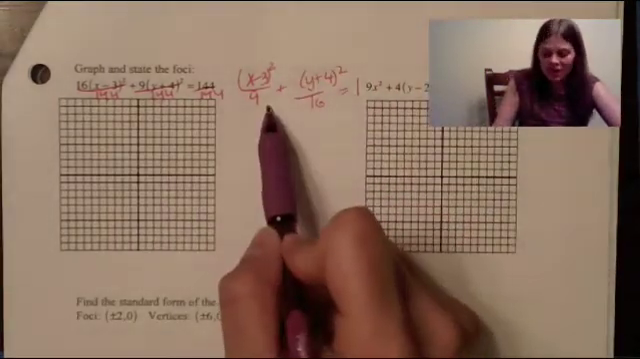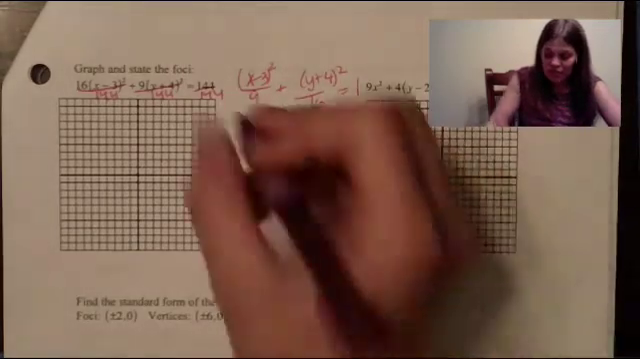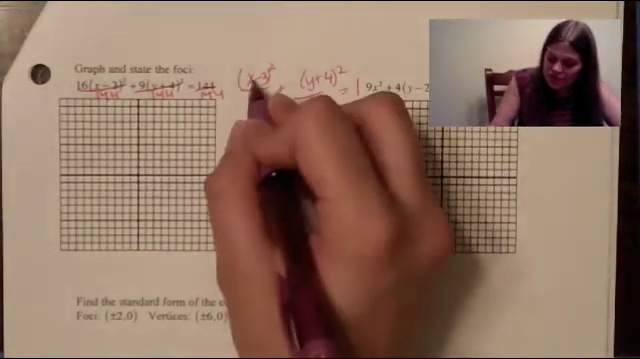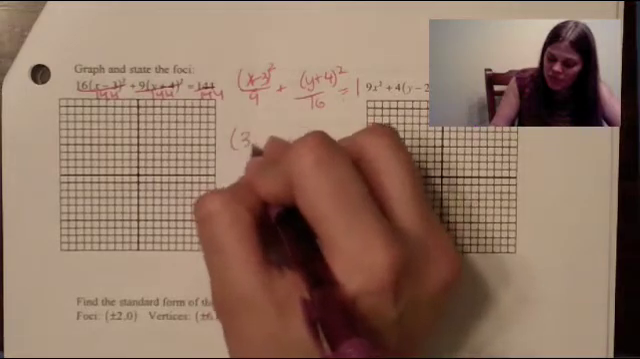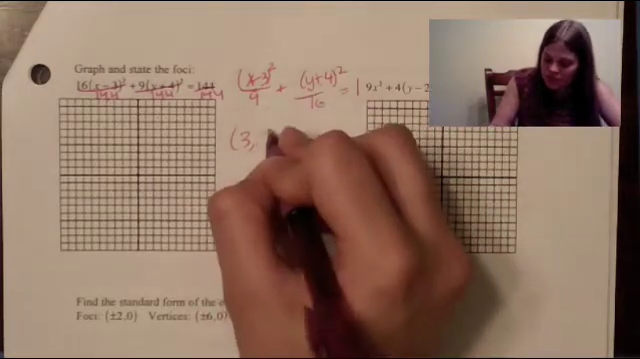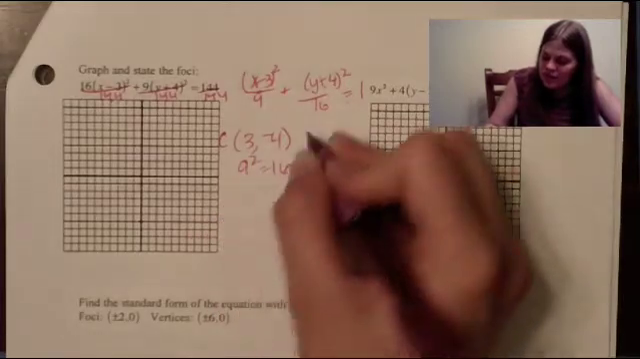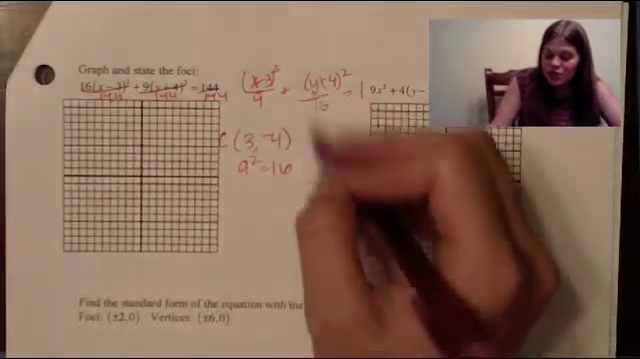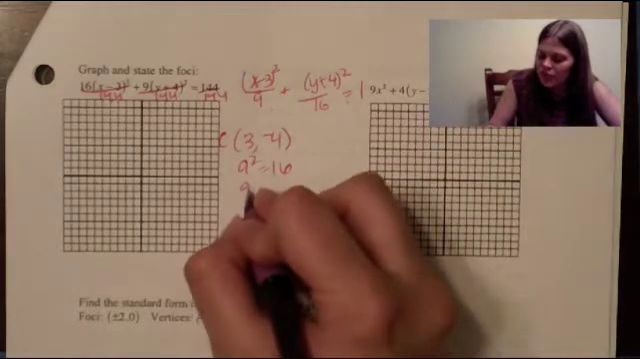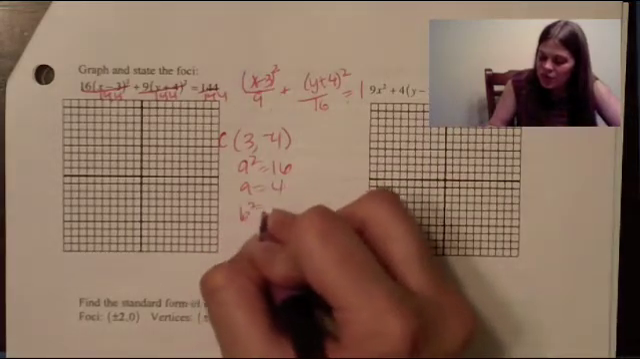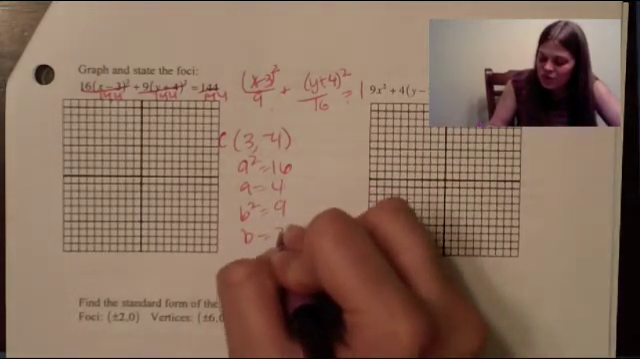So now I can graph just like I did before. Your center is the opposite of inside the parentheses, so 3, and the opposite of inside the parentheses, so -4. Your a squared is 16, so again it's oriented as a major axis that is vertical. So your a is 4. Your b squared is 9, so your b is 3.